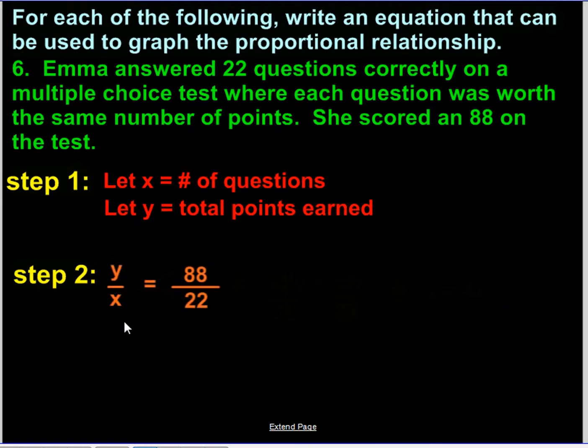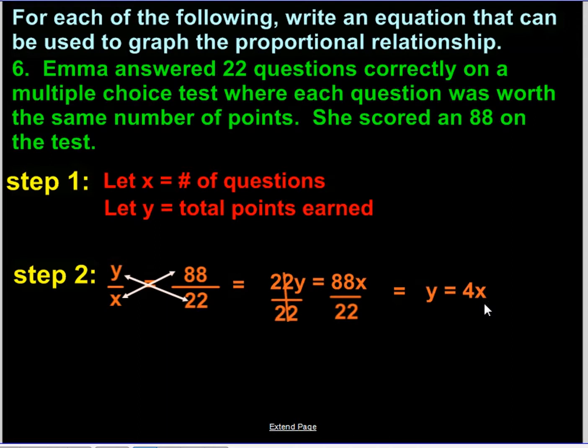So we set up our y over x, with y equaling the total points earned, x equaling the number of questions. And then once we have that, cross multiply. And that's going to set us up with 22y equals 88x. And you know, again, we want to try and isolate y, so we're going to divide by 22, which we're going to do on this side as well. And that's going to clear y out, so it'll be by itself. And it's going to show that y equals 4x. And we could use this equation to graph this relationship.